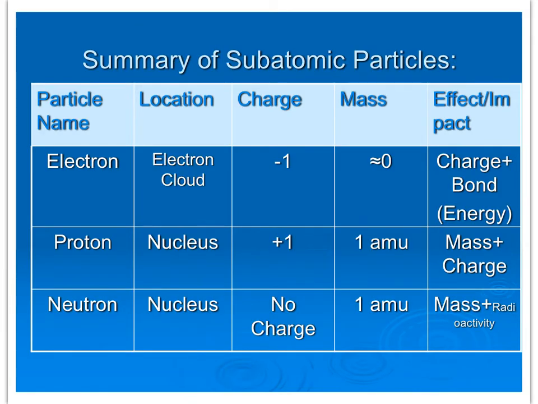Here's a little summary, and this will be on Schoology as well, but mass of electron, 0, charge of -1. Proton, mass is 1, charge is +1. Neutron, mass is 1, but it has no charge. It is important when atoms undergo radioactive decay. So sometimes those will come into effect, but not very often.